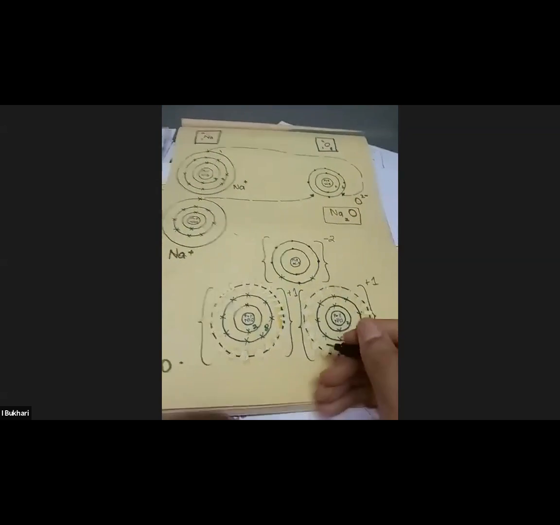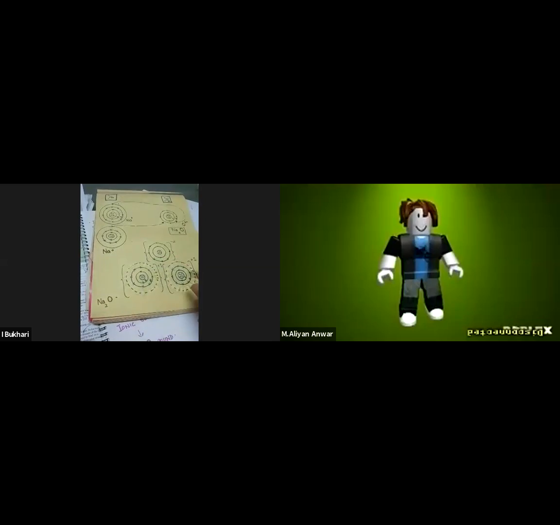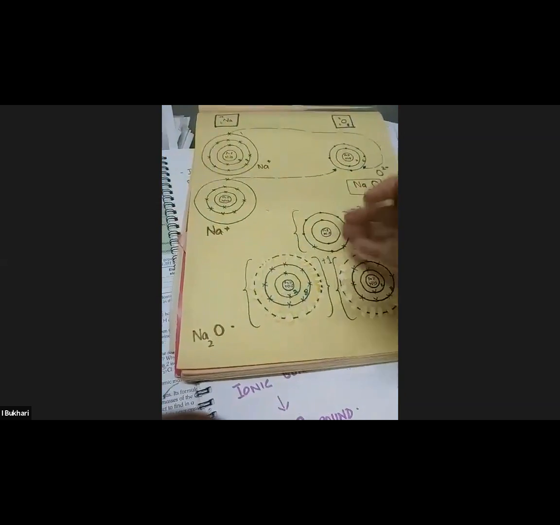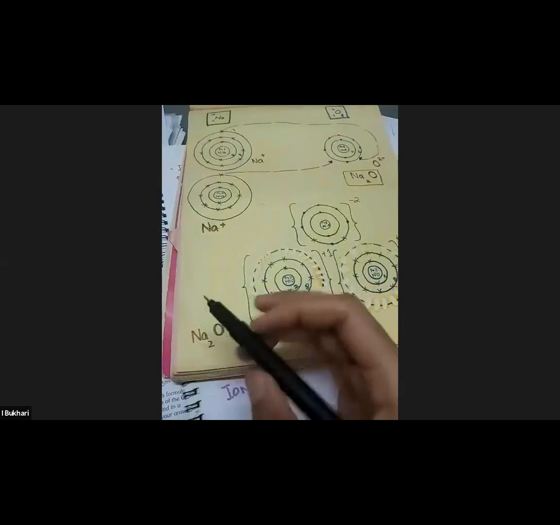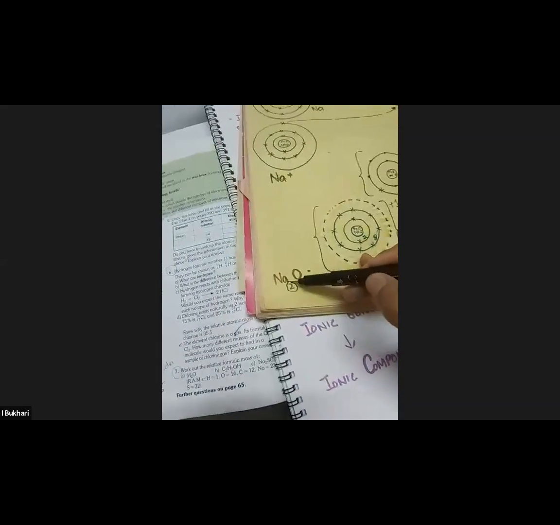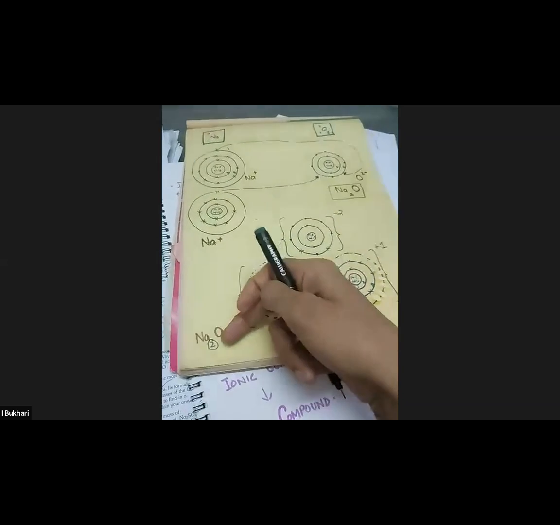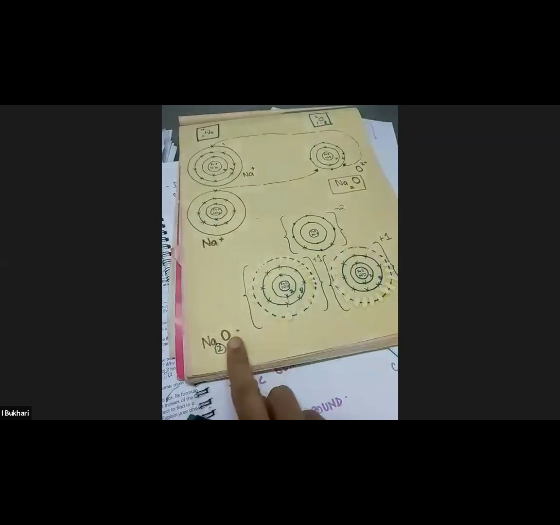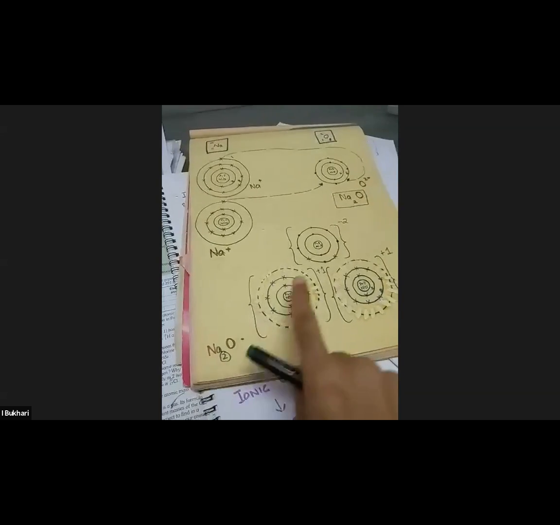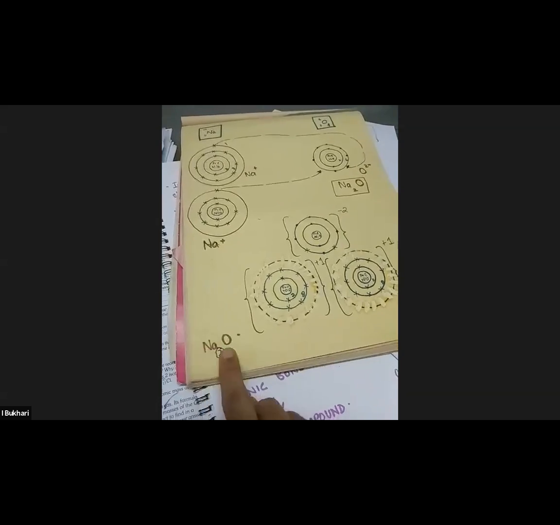So what is the formula? How will we write the formula? Remember, formula is a shorthand writing to represent the number of atoms of each element. So in this particular substance, we have 2 sodium atoms. Remember, this small subscript is representing the number of atoms within a particle, within a molecule. So we have 2 sodiums and 1 oxygen. So this is how the formula would be written. Na2O. Na is the symbol for sodium.